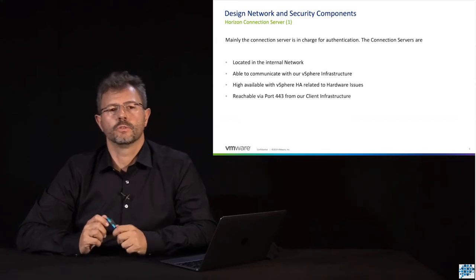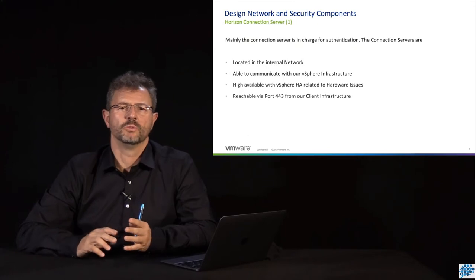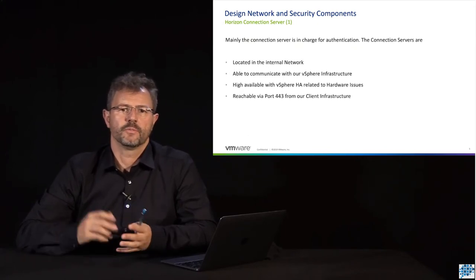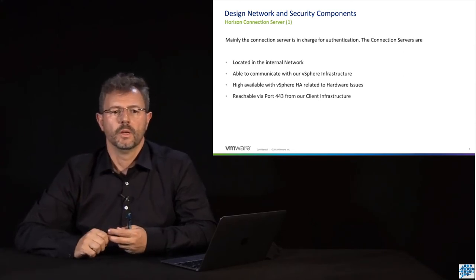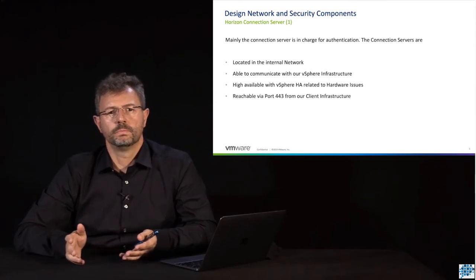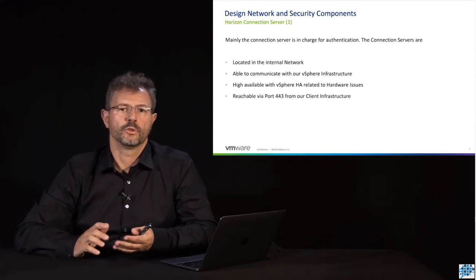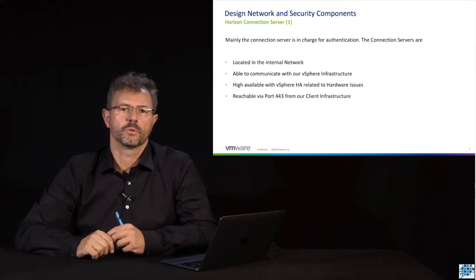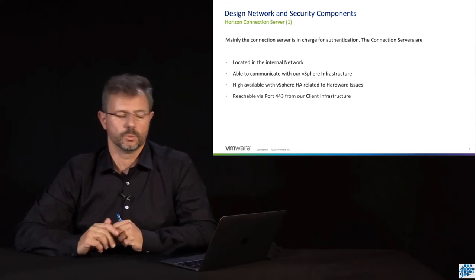So the Horizon Connection Server is usually located in your internal network with internal IP addresses, is also communicating with the vSphere infrastructure, and can be easily made highly available with the feature vSphere HA. I wouldn't even go to more than that, because if it fails, it reboots, comes up, everything's fine. No issues there. It will be reachable through port 443 on the admin interface, port 4172 for PCoIP, and 22443 and some other ports when you're doing some other protocols. But at the end of the day, we can load balance those connections if we want to.